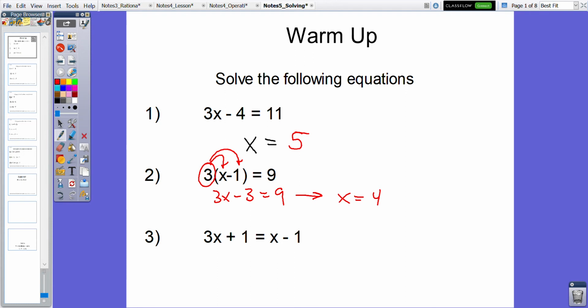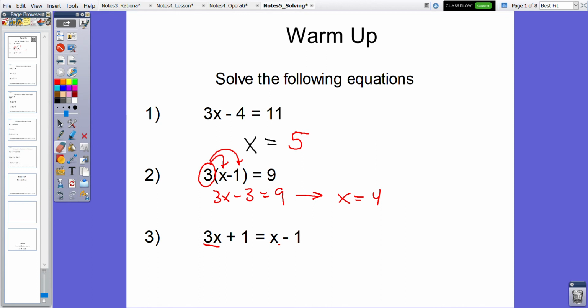Okay? Now, number 3 is a little bit different compared to the first two. Here's why. We have 3x plus 1 equals x minus 1. Notice how we have the variable on both sides. So the variable we're trying to solve for is on both sides of the equation here. So that means we would have to move either 3x or 1x, or just x, to one side of the equation. The way we start this off, let's move x over.